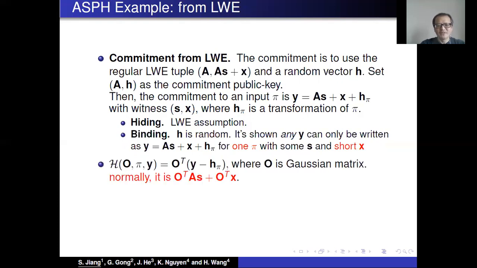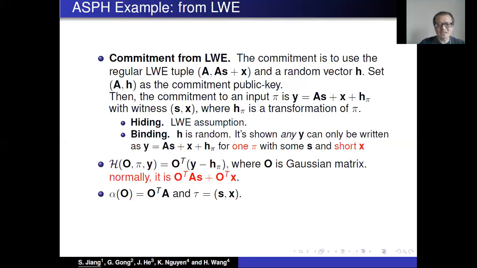The projective hash with secret O, which is a Gaussian matrix, is O transpose times Y minus the password information, the input information H pi. Normally, with the commitment format for Y, this will be O transpose times AS plus O transpose X. Then we want to use O transpose AS as the approximate projective hash. To do this, we define the projection key as alpha O equals O transpose times A.